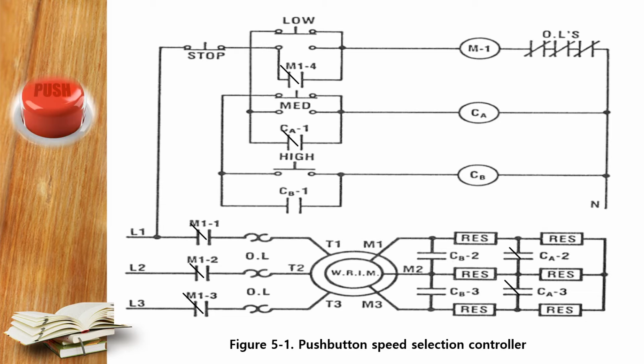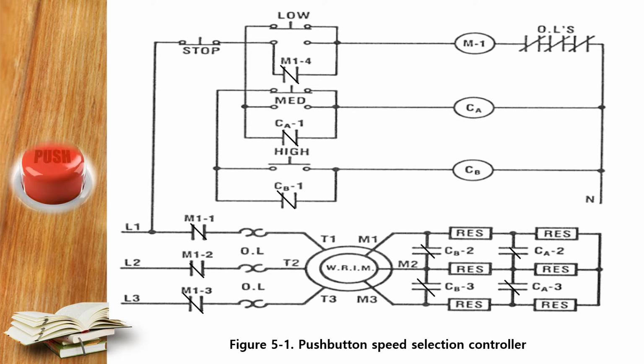When we press the medium speed push button, CA will energize, and the CA1 normally open contact in the control circuit will close for holding. CA2 and CA3 normally open contacts in the power circuit will close. This will short circuit the 3 resistors on the right side. When these 3 resistors are shorted, more voltage will be applied to the rotor windings, and this will lead the motor to run at higher speed because higher voltage is there.